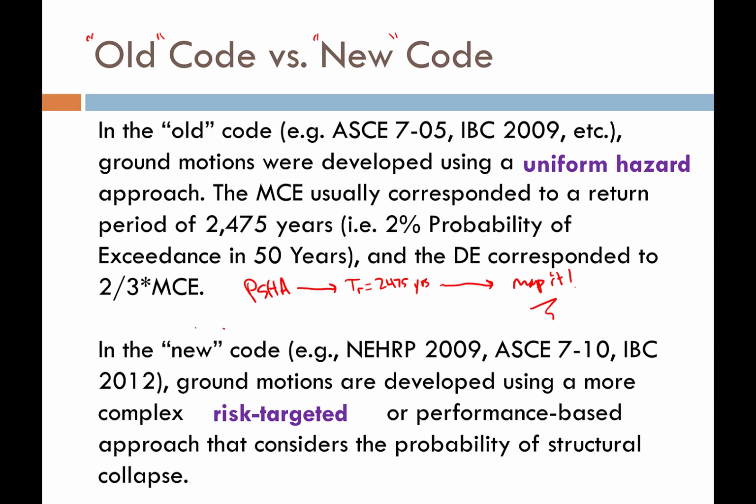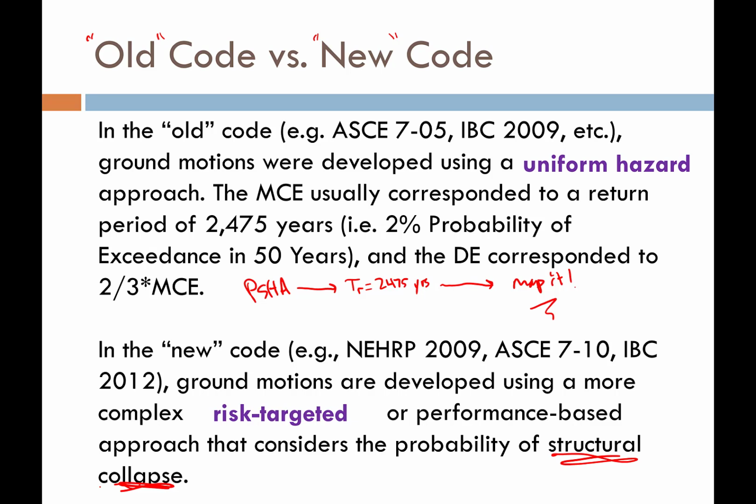Now, the new code, it gets a lot more fun. In the new code, they wanted to move away from Franken spectra. Instead of focusing on the likelihood of the ground motion occurring, they wanted to focus on the likelihood that the structure collapses. And ultimately, that's what we're after, right? We're after the performance of the structure, not necessarily the likelihood of the ground motion occurring.